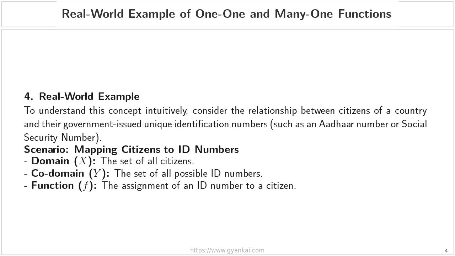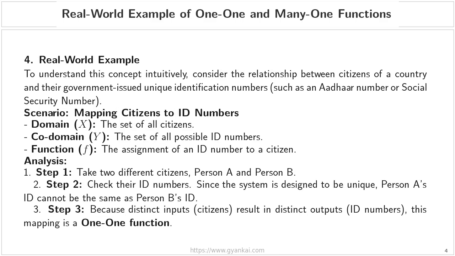To analyze this as a mathematical function, let us first define our sets. The domain, which we will call X, represents the set of all citizens. The codomain, which we will call Y, represents the set of all possible identification numbers. The function, f, is the actual process of assigning a specific ID number to a citizen.